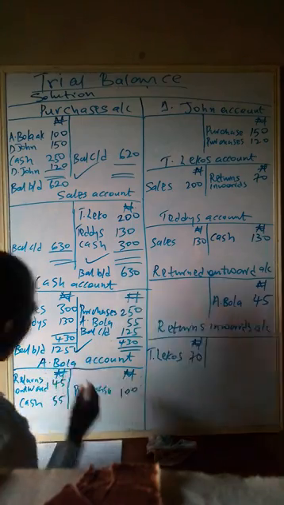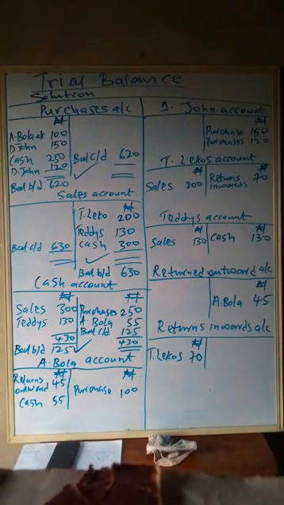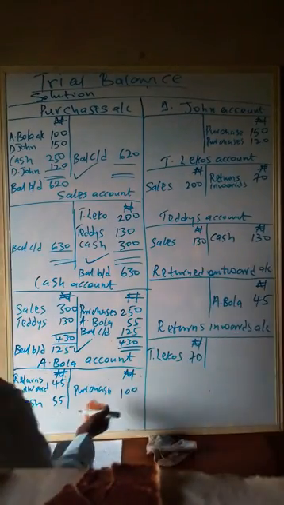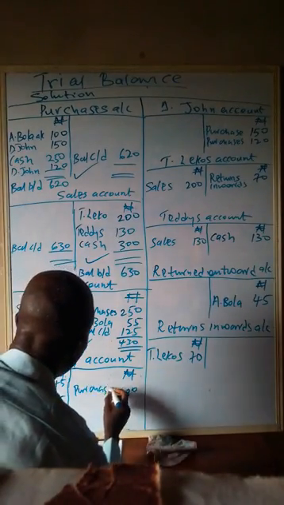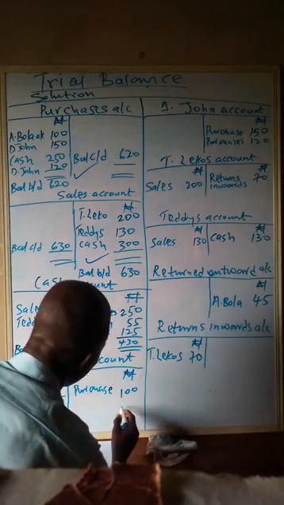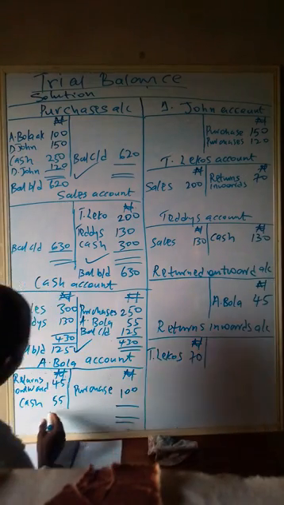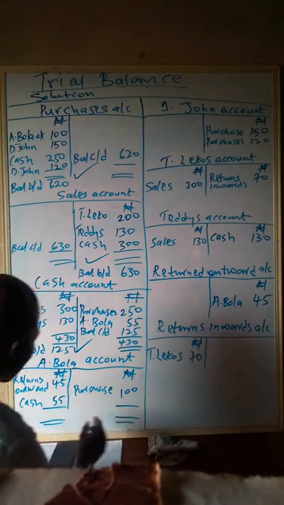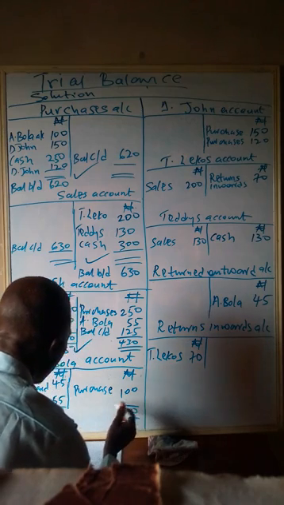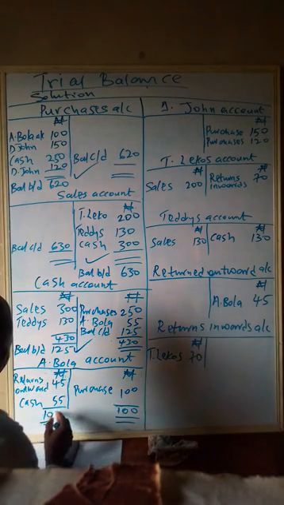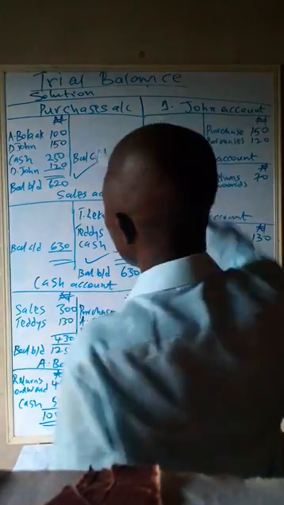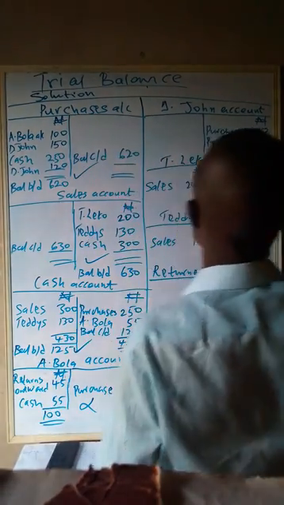Bola's account. So let me balance Bola's account also. We bought goods from him, 100 naira. We returned goods of 45 and we paid 50. That means the account has been balanced. There is no balance CD. It's not going to trial balance. So I have my 100 naira here. Let me cross this one. It's not going to trial balance.